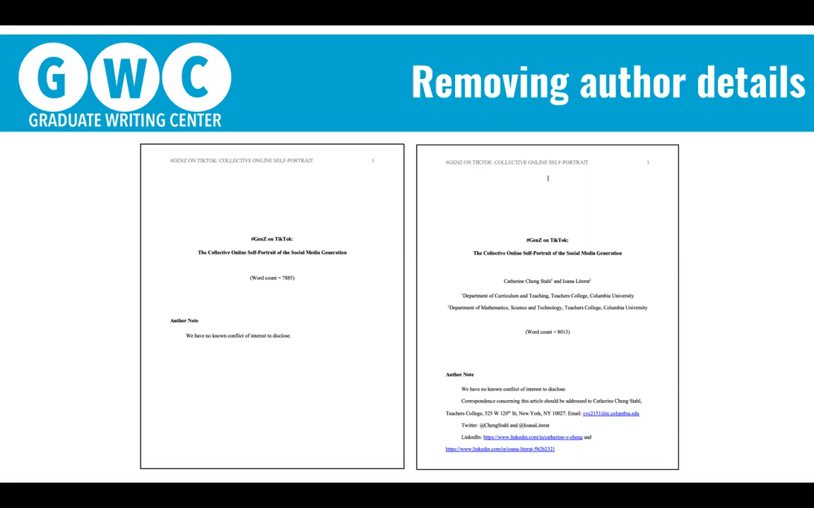For this particular journal, the article maximum was 8,000 words. So our anonymous version was a little bit under that, and our with author details version was a little bit over it. So we tried as much as possible to keep to the 8,000 word limit with all the author details. And at the very bottom, you have author note. This is very typical for the cover page of a manuscript.